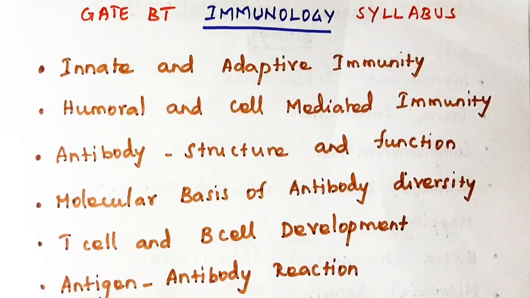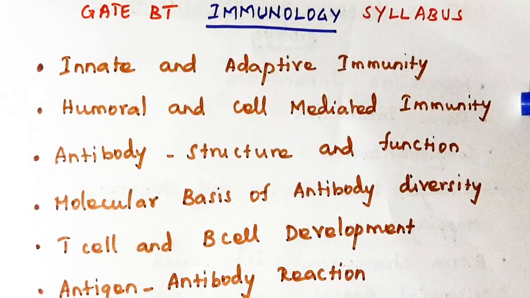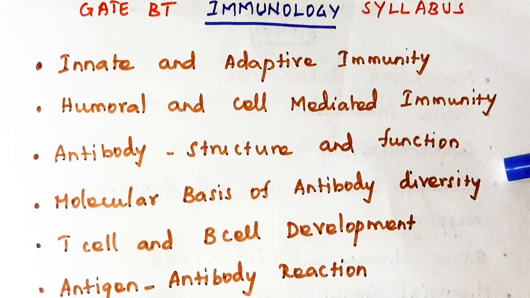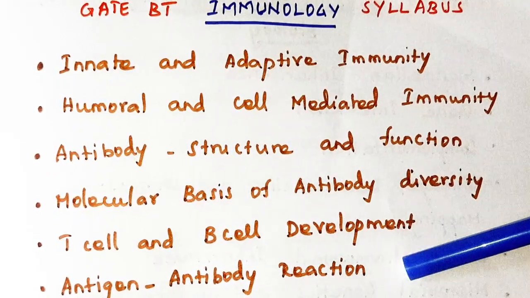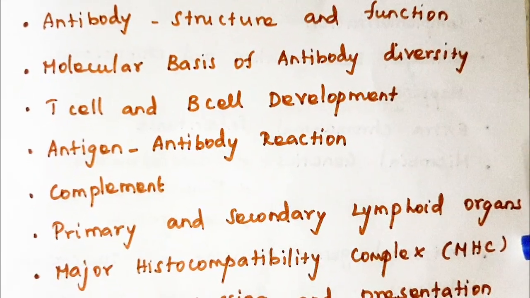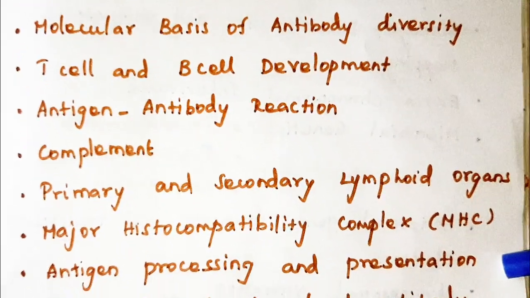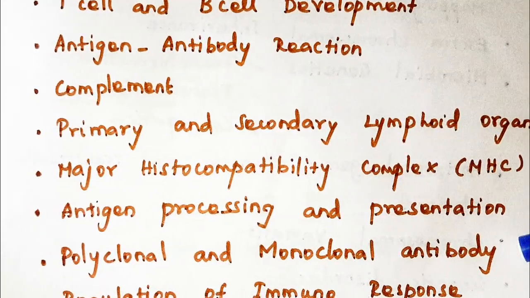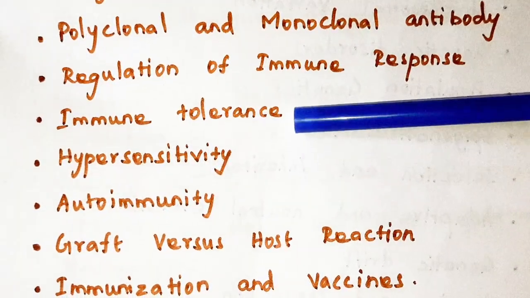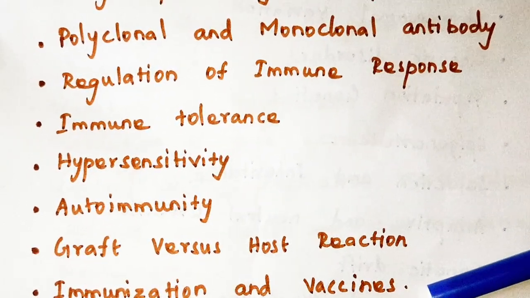Next, let's see the GATE Biotechnology Immunology syllabus. The first topic is innate and adaptive immunity, humoral and cell-mediated immunity, antibody structure and function, molecular basis of antibody diversity, T cell and B cell development, antigen-antibody reaction, complement, then primary and secondary lymphoid organs, major histocompatibility complex, MHC molecules, antigen processing and presentation, polyclonal and monoclonal antibody, regulation of immune response, immune tolerance, hypersensitivity reactions, autoimmunity, graft versus host reaction, then immunization and vaccines.